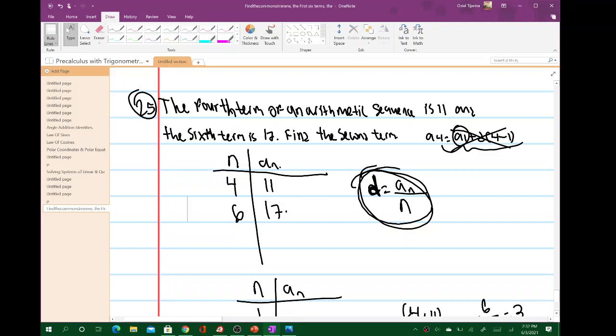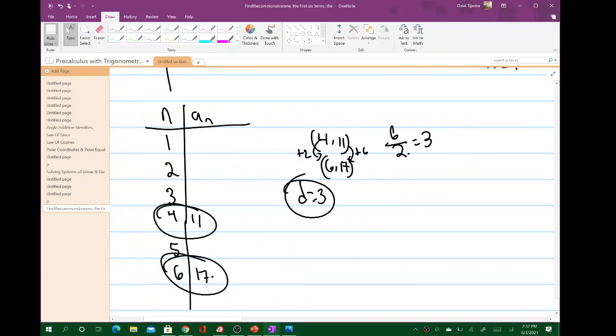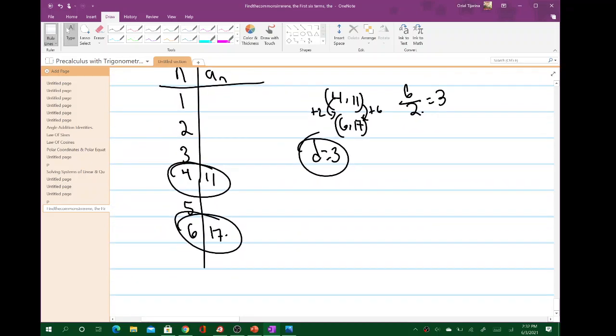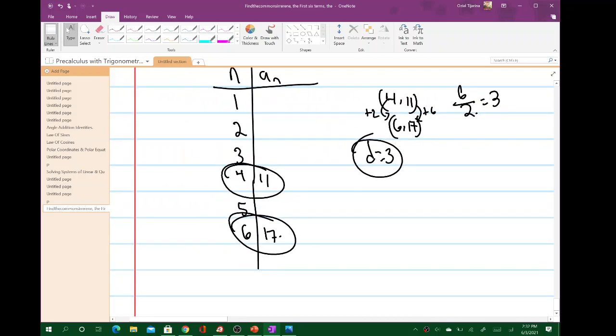Now, it's wanting us to find the fourth, or actually, the second term of this sequence, okay? Now, we know what D is already. Because the common difference is 3, we can do plus 3 every single time we go down the grid. So, for example, since I know that this is 4, 11, that means that as I go down, I'm going to keep adding 3. Okay? So 11 plus 3, that's 14.